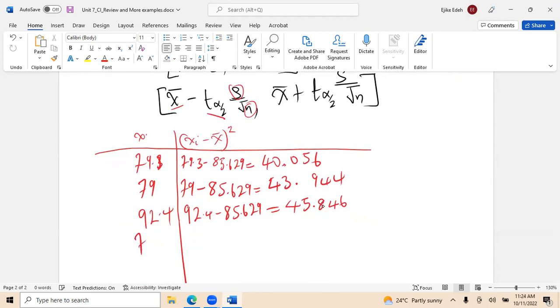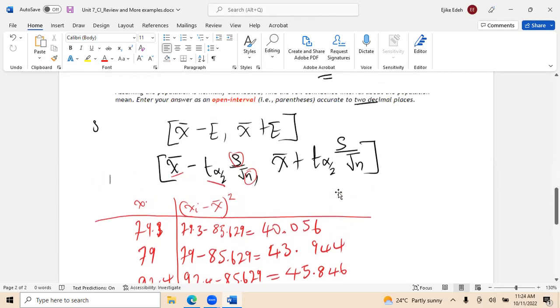So the next data point is 79.9. So we do 79.9 minus 85.629, and then we square. We get 32.821. Okay, I got the same, so 32.821.